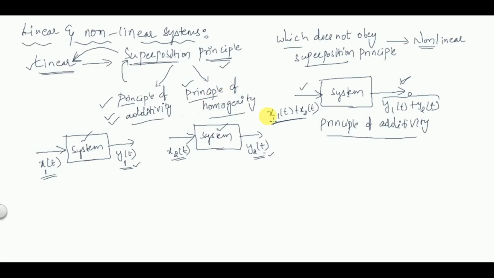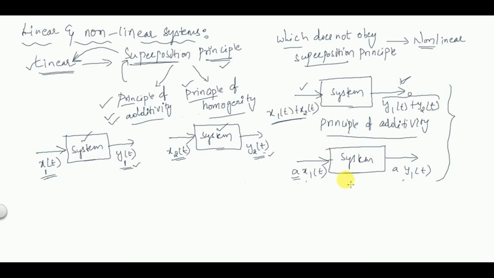And now what is the principle of homogeneity? If you give x1 of t, you get y1 of t, and if you scale the input by a constant, that is a into x1 of t, then the output must also be scaled by the same factor. X1 of t gives y1 of t, so a into x1 of t should give a into y1 of t.